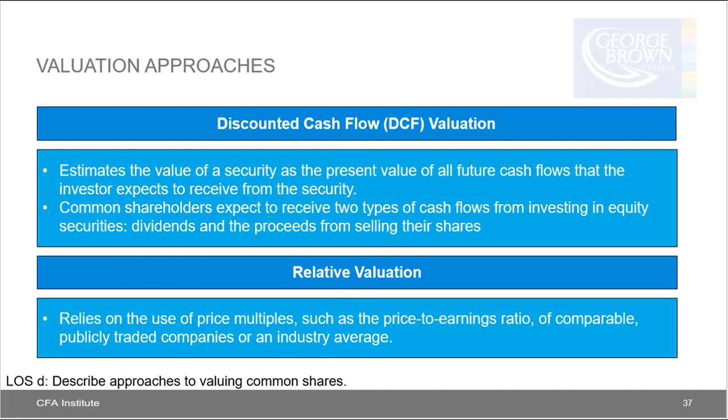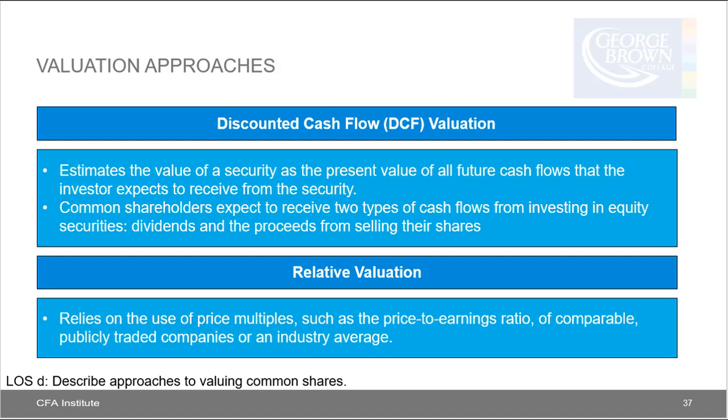So now we're moving on to Learning Outcome Statement D, which is describe approaches to valuing common shares. So valuing common shares is a complex process because of their infinite life and the difficulty of estimating future company performance. There are three basic approaches to valuing common shares: 1, discounted cash flow valuation; 2, relative valuation; and 3, asset-based valuation.